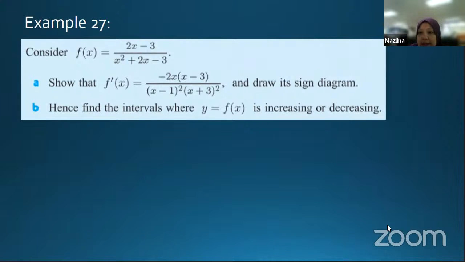Can I call your name and explain? Fatini, how did you differentiate this one? Using quotient rule, teacher. Okay, so what is your u? U is 2x minus 3. Okay, this is your u. I should take the top one, sorry.